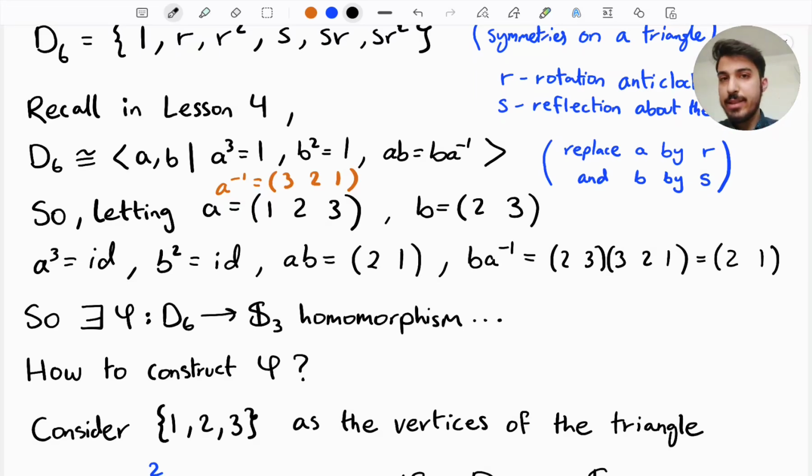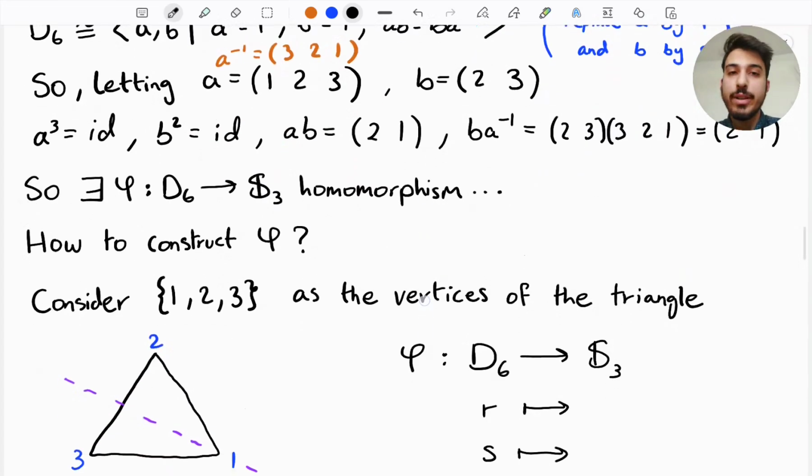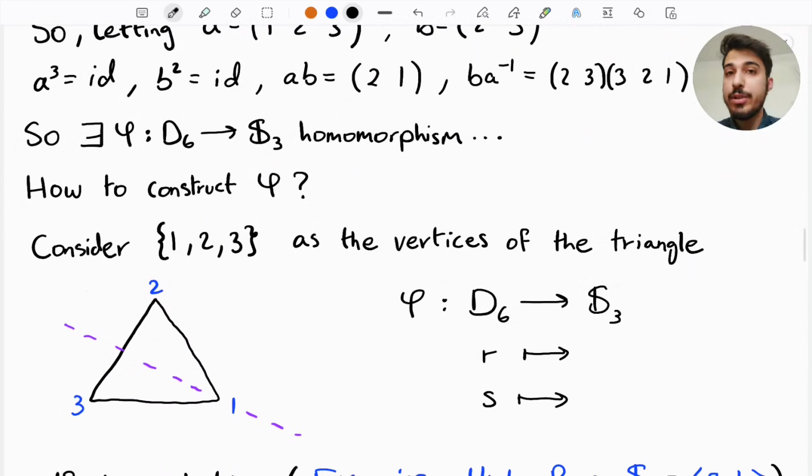D6 is a set that contains the symmetries of a triangle. In other words, if you have a triangle with vertices labeled 1, 2, 3, like this, and you set an axis of flipping about 1, so the flipping is done in such a way that 2 and 3 are exchanged. So D6 talks about the symmetries that move around the vertices 1, 2, and 3.